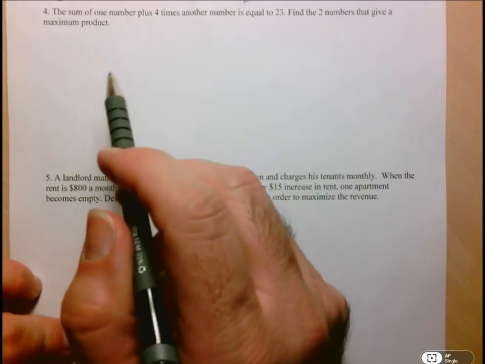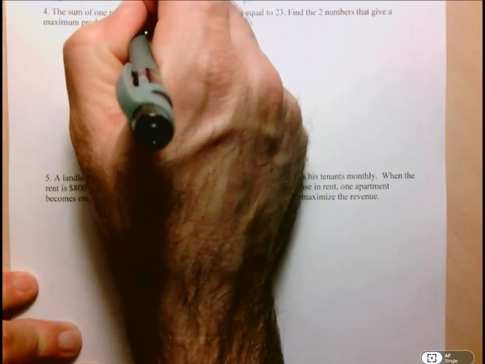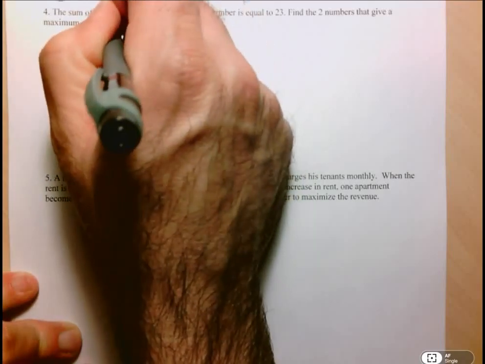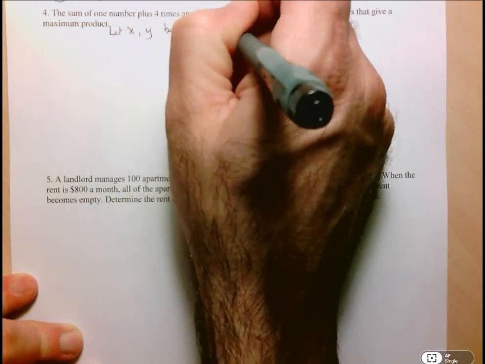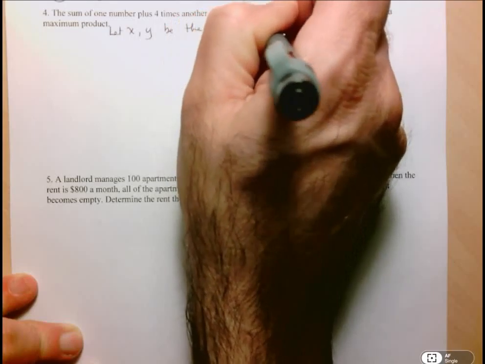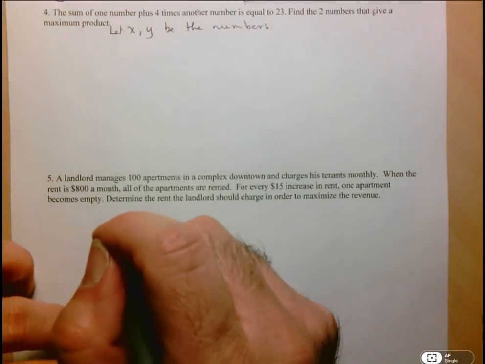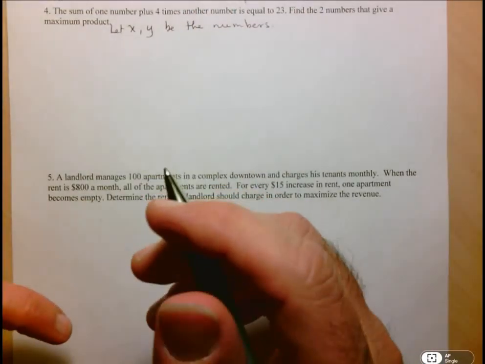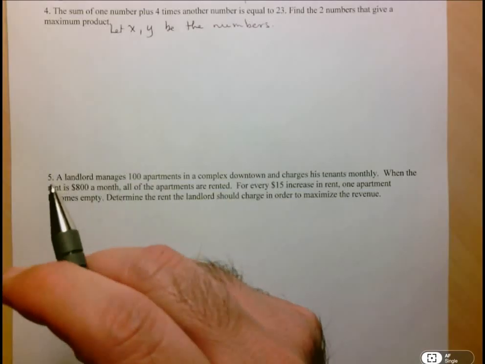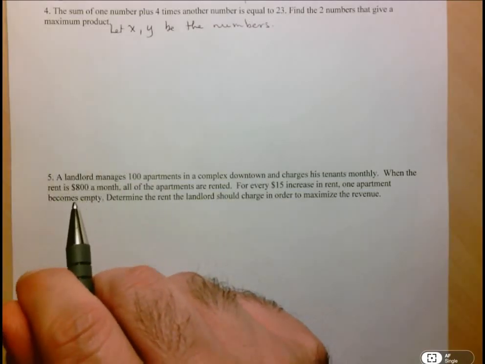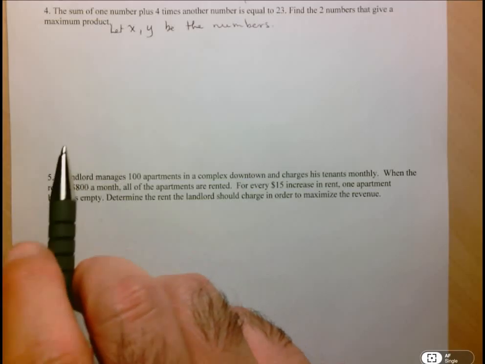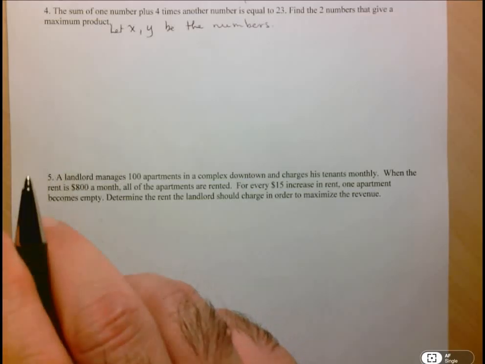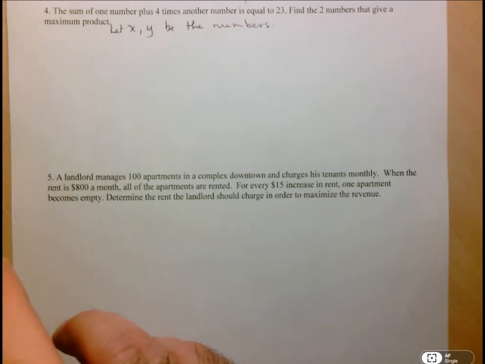Okay, so here looks like I'm working with two numbers. So we'll say let x and y be the numbers. If say you were working with some kind of shape, the first thing you'd want to do is identify what the variables represent. So in any type of question like this, always identify what the variables you're using represent.